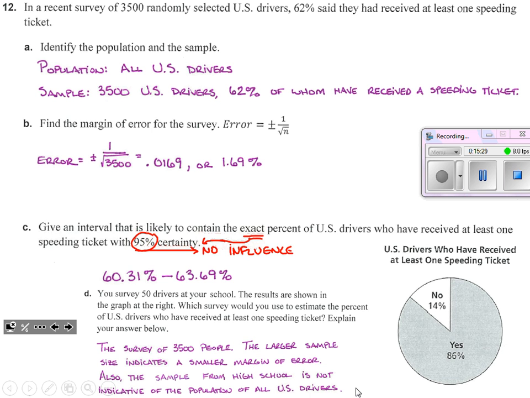Also, since we are just surveying people at our school, it's likely to not be indicative of all U.S. drivers included in the population. So a couple different ways to justify why the 3,500 randomly selected U.S. drivers is a much more trustworthy source of information there.